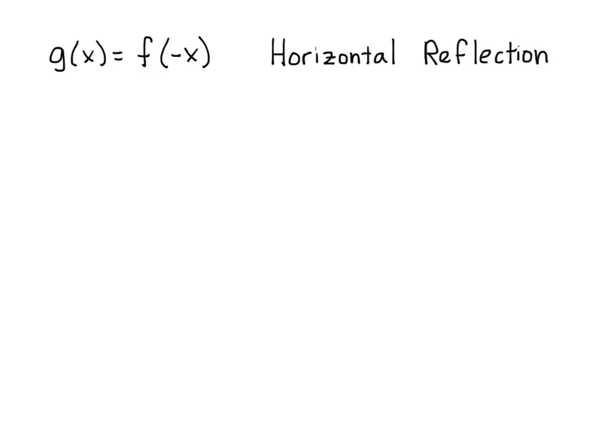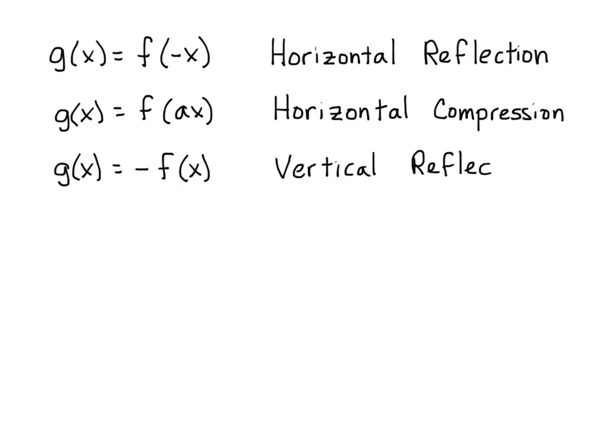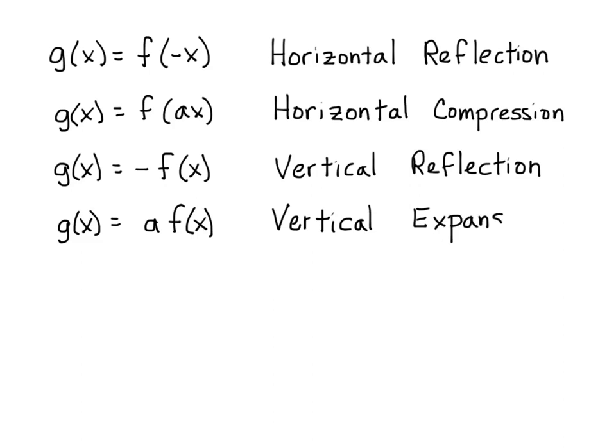Okay, so let's talk about reflections now. If g of x equals f of negative x, we get a reflection. If we multiply x by something greater than 1, we get a compression. And we also know that we get a vertical flip if we just make it negative f of x, right? All the positive numbers become negative and vice versa. So we can still use all the things that we know. Here, if we have a coefficient on the outside, we get a vertical expansion. That's not a surprise.